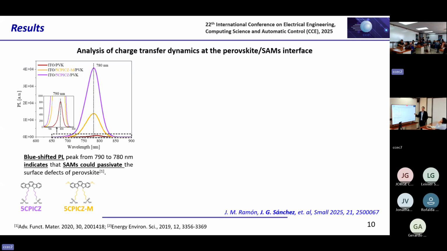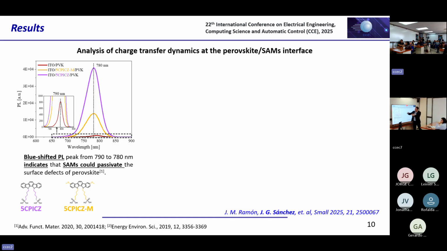In this kind of analysis for the perovskite solar cells, we want to know how the SAMs will improve the extraction of the charge from the perovskite. Typically, when we have a hole transport layer, in the photoluminescence we can observe that the photoluminescence decreases in comparison with the perovskite film. This phenomenon is called quenching, and it means you are extracting the charge from the perovskite.